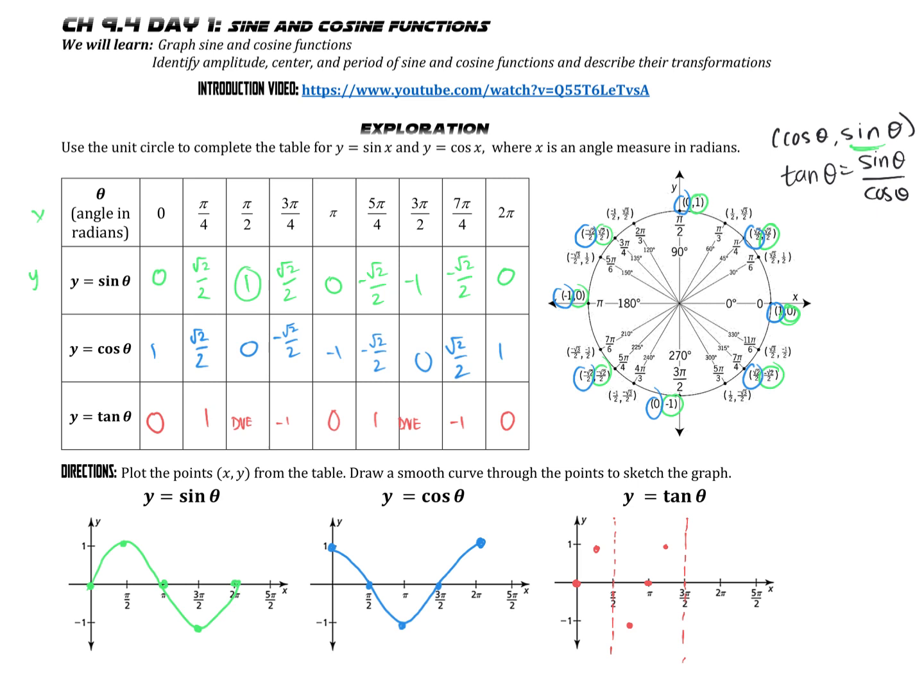And then I'm going to do this just one more time. So 7 pi over 4 is negative 1. 2 pi is 0.